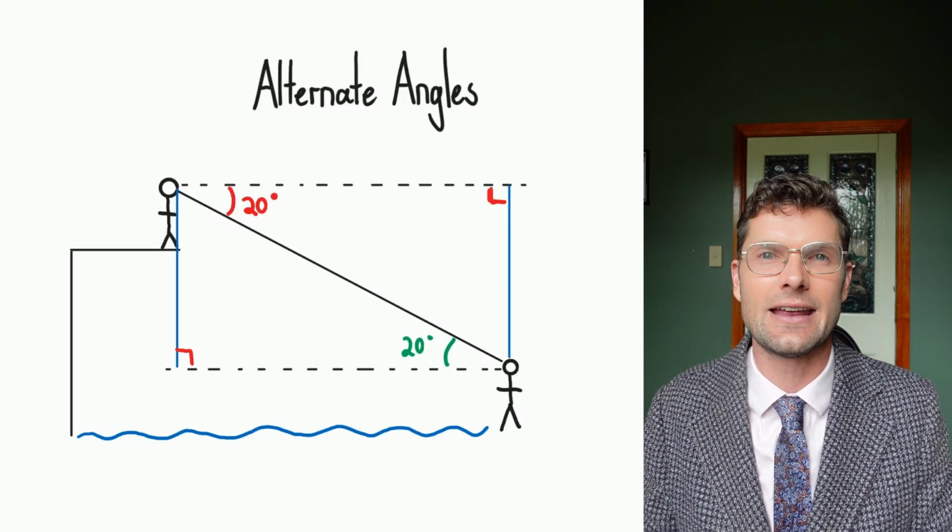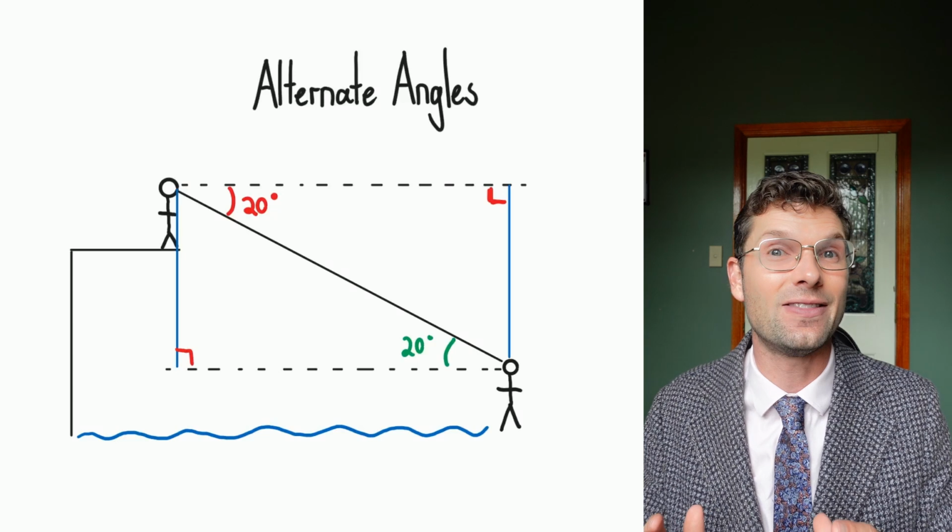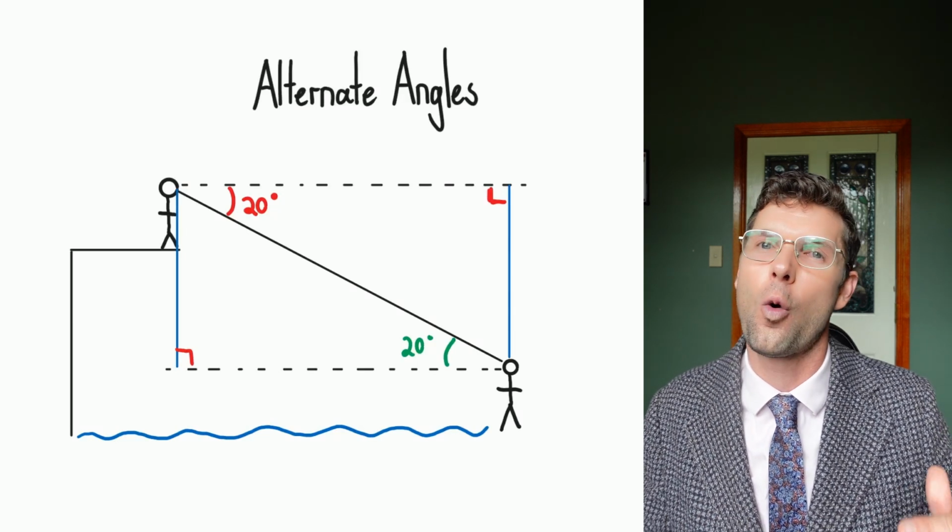But what we really need to know is that if you find one of these, the other person's looking up at the exact same angle, one's just going to be depression and one's elevation.